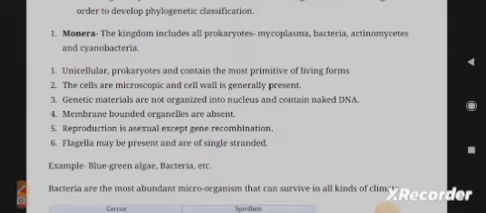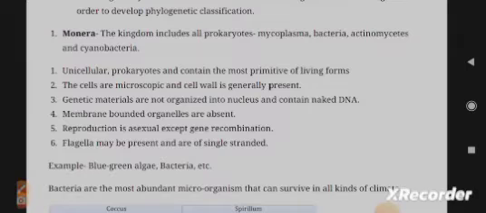Monera are unicellular prokaryotic, most primitive living form. Cells are microscopic and cell wall is generally present. Genetic material is not organized in a nucleus and contains naked DNA. Membrane-bounded organelles are absent. Reproduction is asexual except for gene recombination. Flagella may be present and are of single strand.